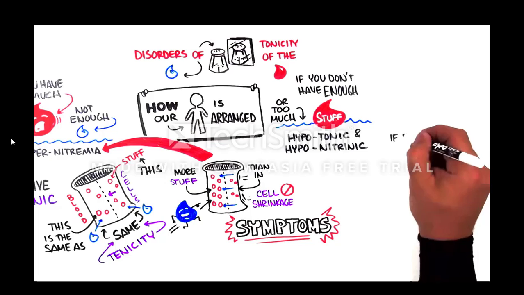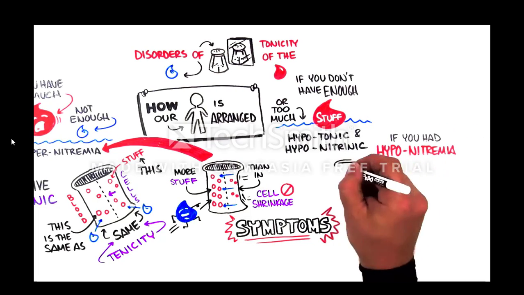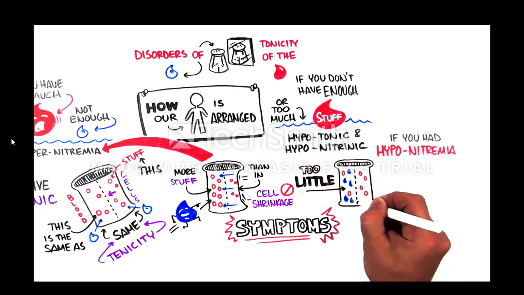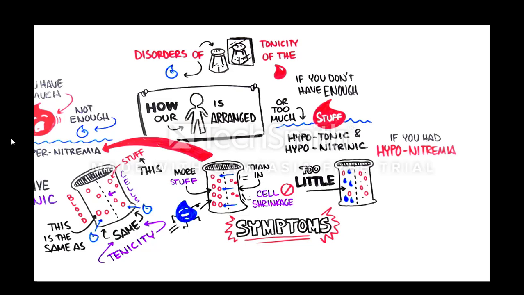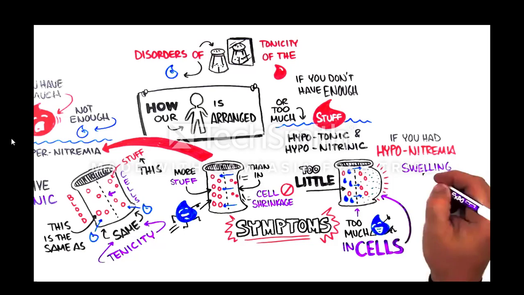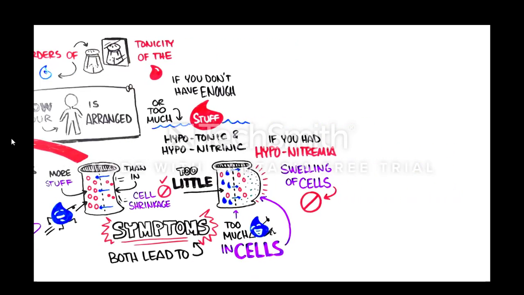Conversely, on the other hand, if you had hyponatremia, you had too little stuff in the blood. Now there's more water in the blood than in the cells, and because it's a semi-permeable membrane, the water is going to go into the cells. Too much water in cells leads to swelling. Swelling of cells is bad. Shrinkage of cells is bad. They both lead to symptoms.